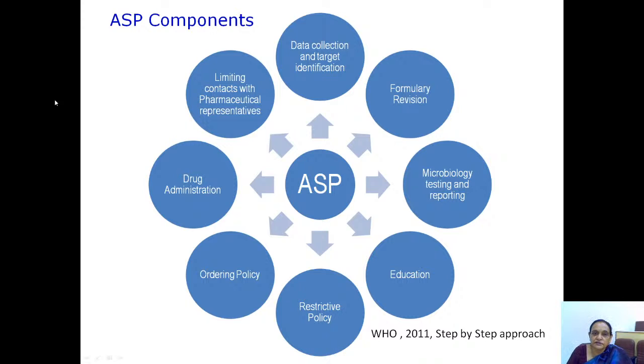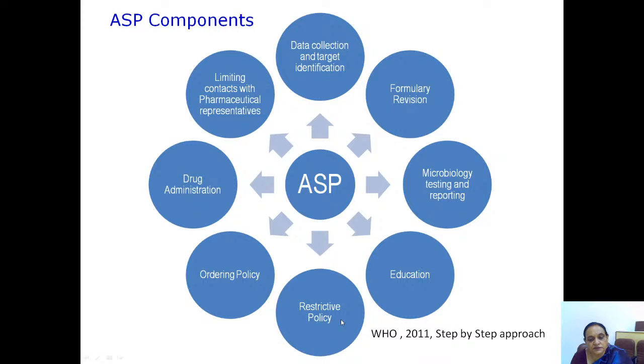So first of all, the most important thing is data collection and target identification. You have to know where the problems are in your hospital, so you can focus your program there. You can revise the formulary. This is for those hospitals which have in-house drugs, so they will ensure what is available and what is not available, to prevent misuse. Then microbiology testing and reporting is very important because it also adds to your data, and also day-to-day modification of drugs. Education of healthcare workers, doctors, and residents is very important.